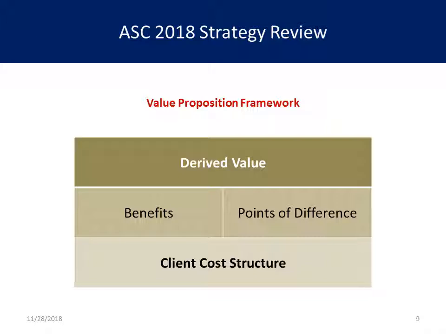So derived value, benefits, and points of difference are compared by decision makers against the cost structure that they face. I call that a client cost structure here. That could be a shopper, or it could be a retail buyer. They know that they have to pay something for what they're getting, and they compare what they're paying against the derived value that they're getting and the components that contribute to that. So that's a working framework for us in terms of a value proposition. This is what we will be working through in our exercise together.